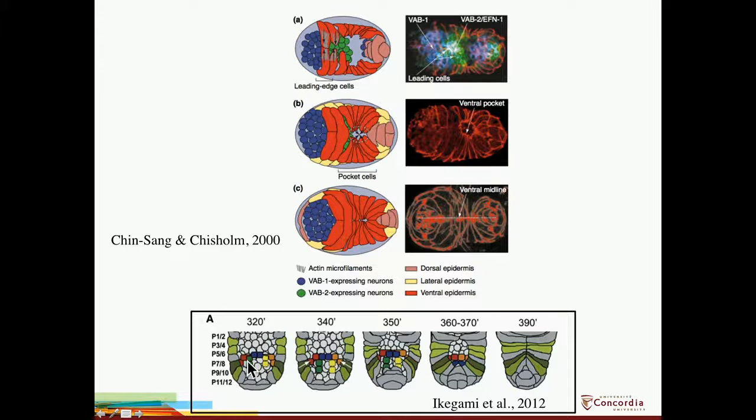Another study, more recently, by Ikegami et al., also showed that you have these maybe higher order organizations of the neuroblasts. So you can see, for example, a subset of the neuroblasts forming a bridge, and a couple of the posterior pairs of cells are actually using that bridge to migrate.